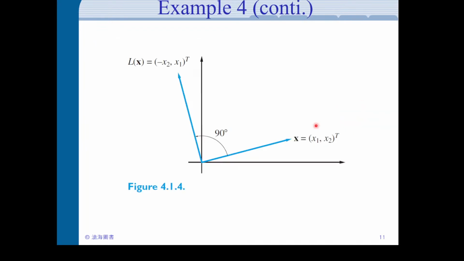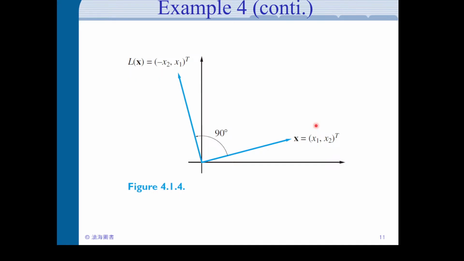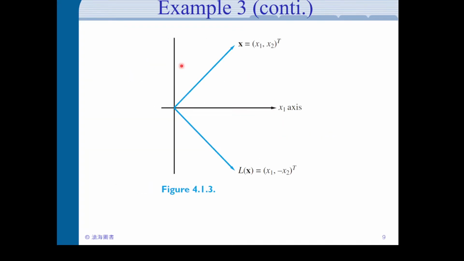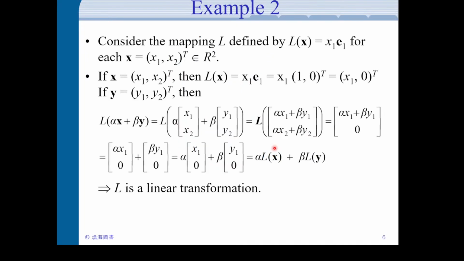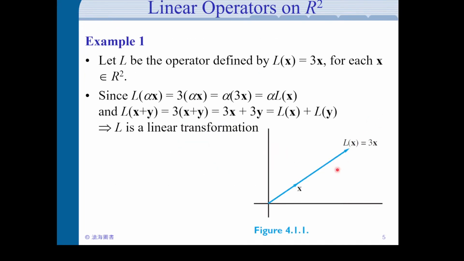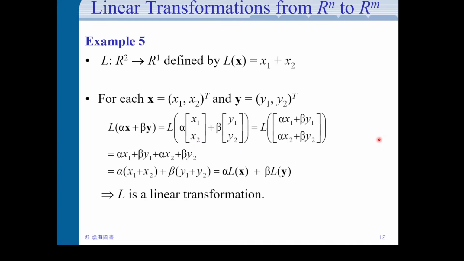So for examples in R2, there are more very geometric examples. You have this rotation, that's linear, and this reflection, that's linear, and also projection, that's linear, and this is just a linear extension. This is multiplied by a constant, it is linear. Okay, and let's see more examples.